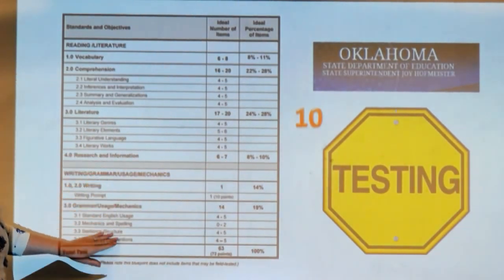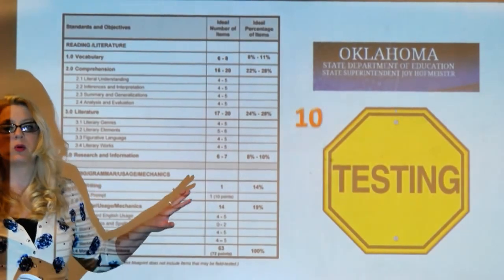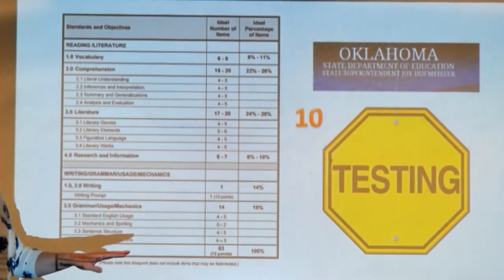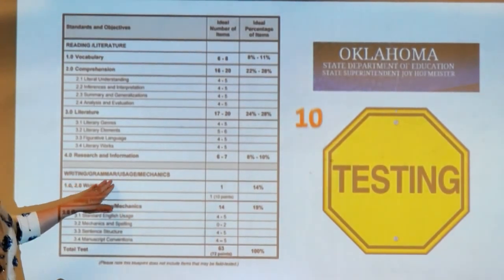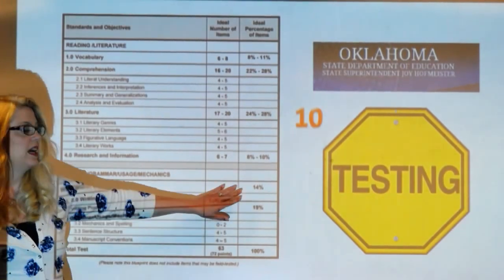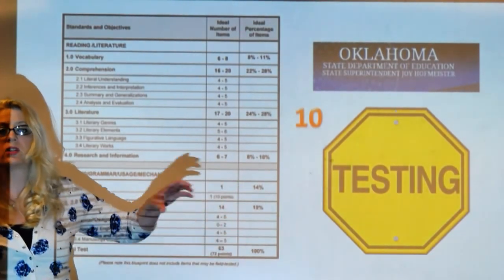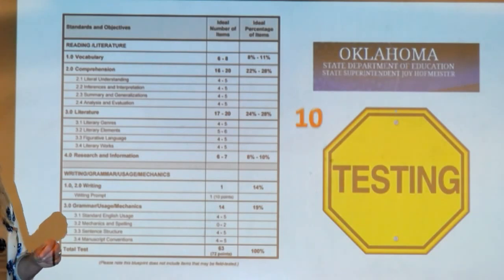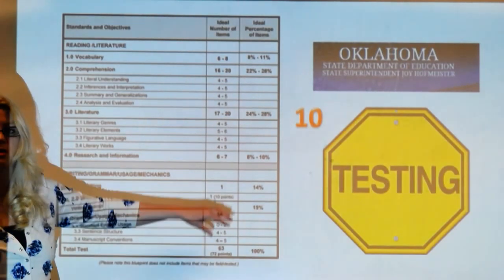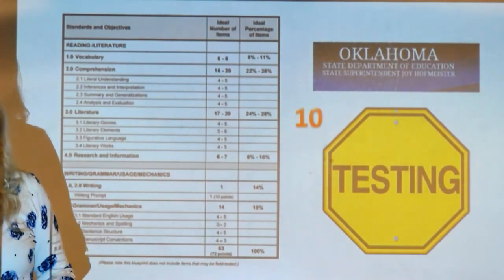And then down here is the writing portion. The writing portion is what most students are most concerned about. If you look here at the writing, grammar, usage, and mechanics portion of the blueprint, you can see that the writing portion of the test is actually a small portion of the test. It's only around 33% of the entire total grade. So let's move on.